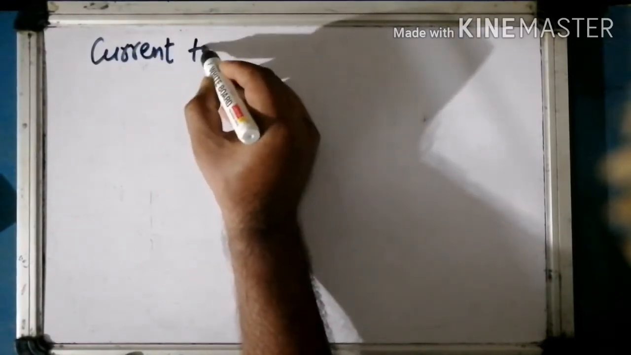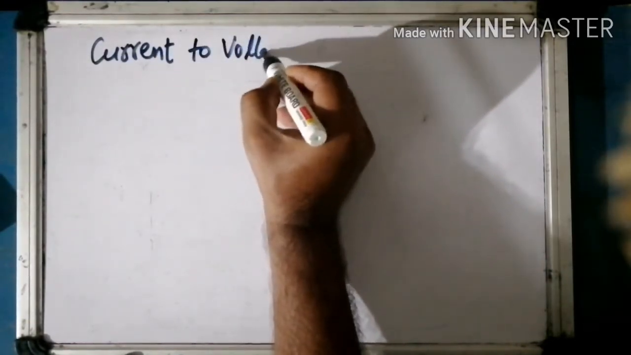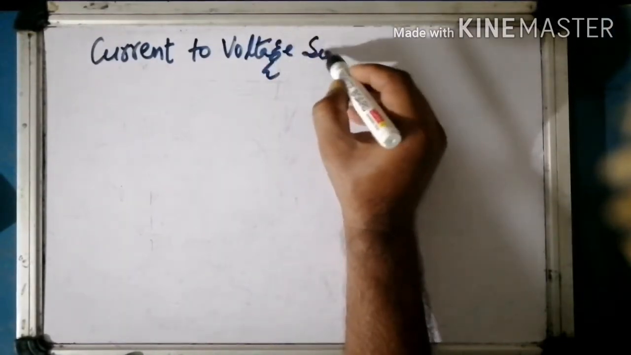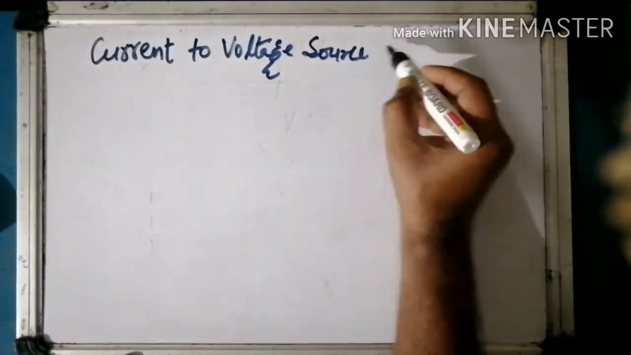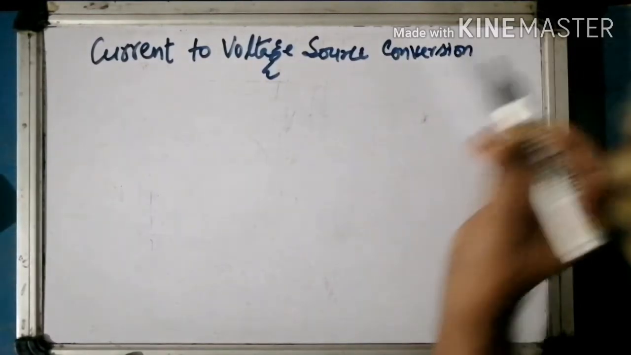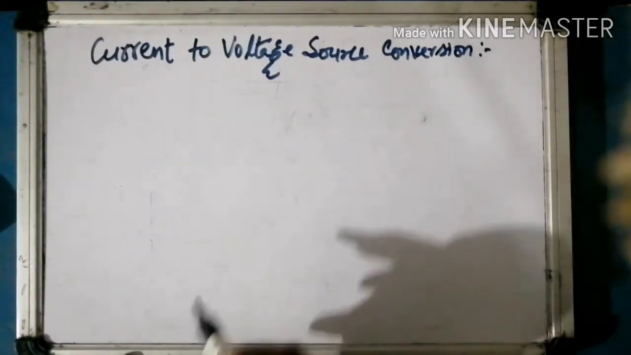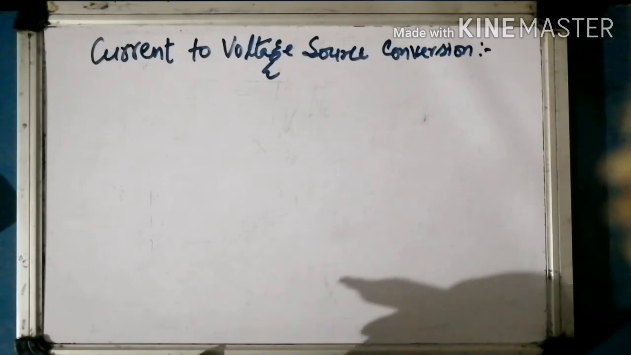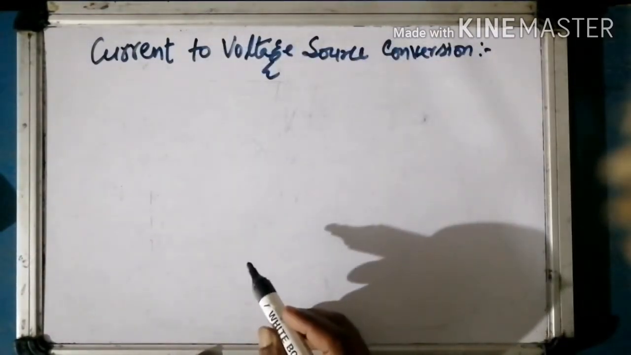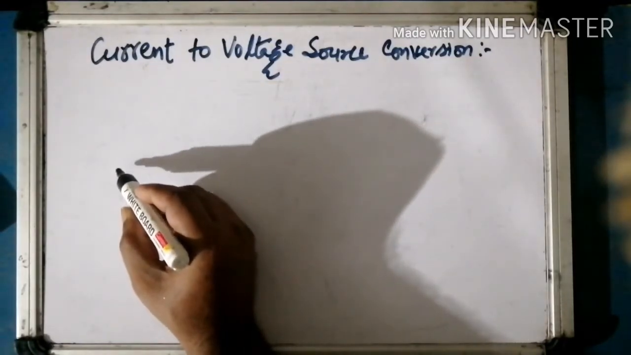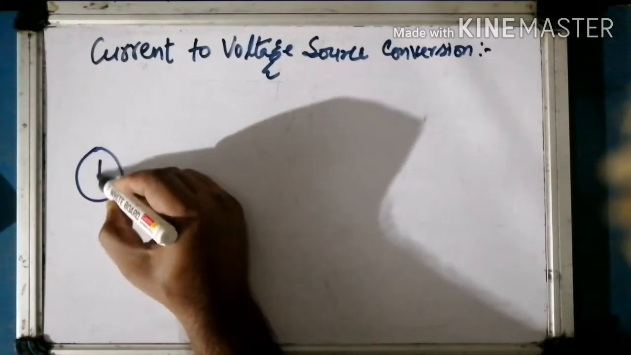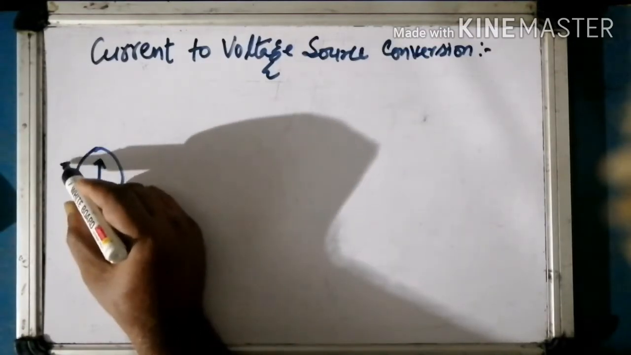Current to voltage source conversion, right? Here I am going to convert a real current source into the voltage source. First of all, see, this one is the real current source, right, having the value I.